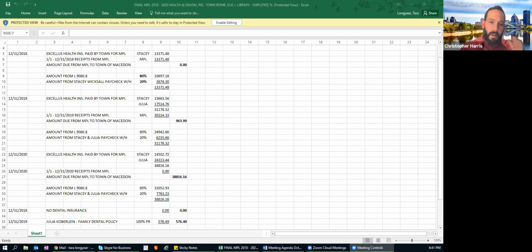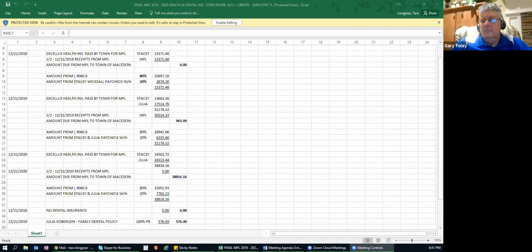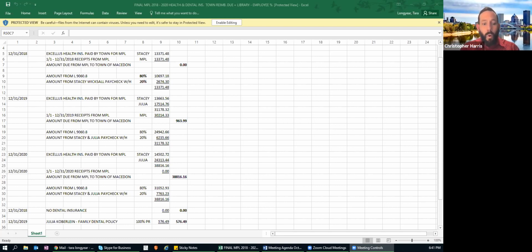I don't know if you want me to share things, but I think the simplest way that I can explain it is that the total premiums that were incurred by the town and paid by the town on behalf of the library, for both the health and dental for both Stacy and Julia, totaled a little over $72,000. And the library paid $30,214.33. So the amount that we owe still is $41,832.